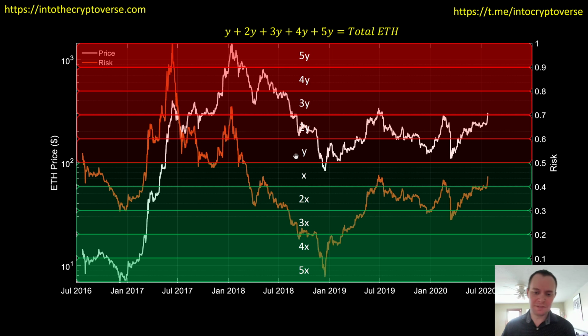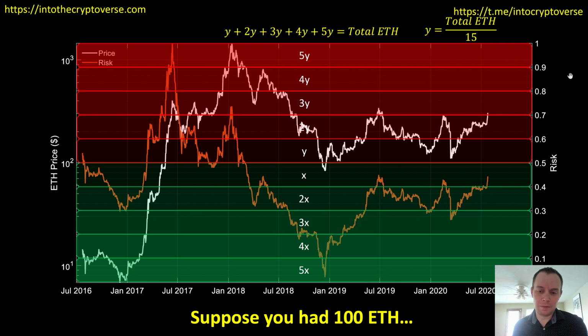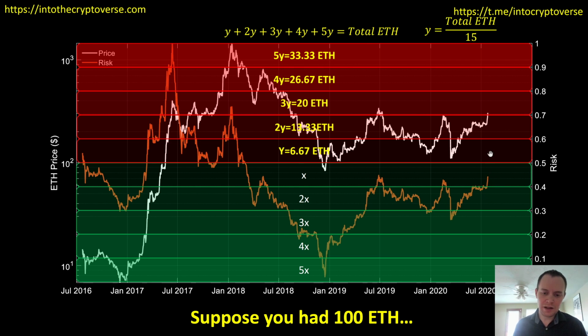Well, the idea is if you just add these up, Y, 2Y, 3Y, 4Y, and 5Y, and you set it equal to the total number of Ethereum that you've accumulated, then you know that Y equals the total number of ETH divided by 15. Therefore, if you had, say, 100 Ethereum by the time you got into this risk band, this would mean selling 6.67 Ether between 0.5 and 0.6, 13.33 between 0.6 and 0.7, and so on and so forth up to the top risk level, where you'd be selling, say, a third of your entire Ethereum position that you had when we entered this level, between the 0.9 and 1 risk band.